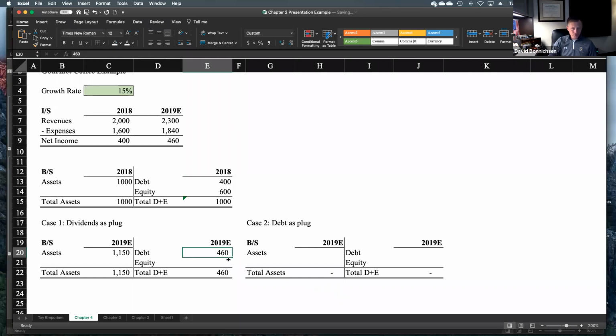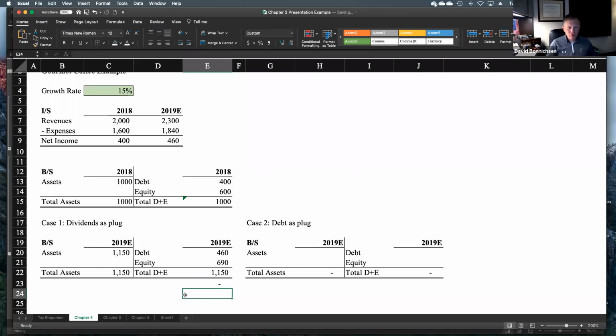Then we see that we're still out of balance. So we now know that our equity has to be the plug. What's the difference between the asset side and the liabilities side right now? 1,150 minus the 460 is 690. So we know that equity has to be 690 in order to force the balance.